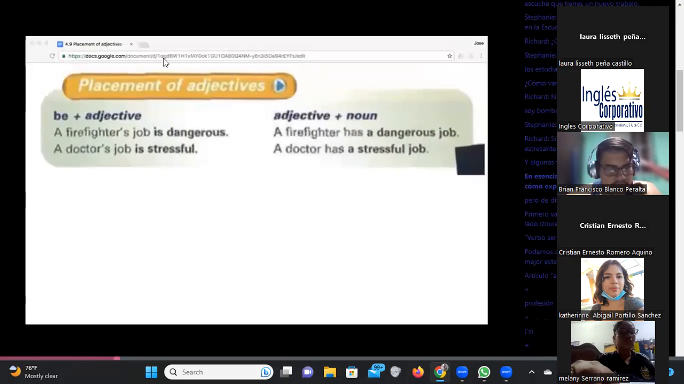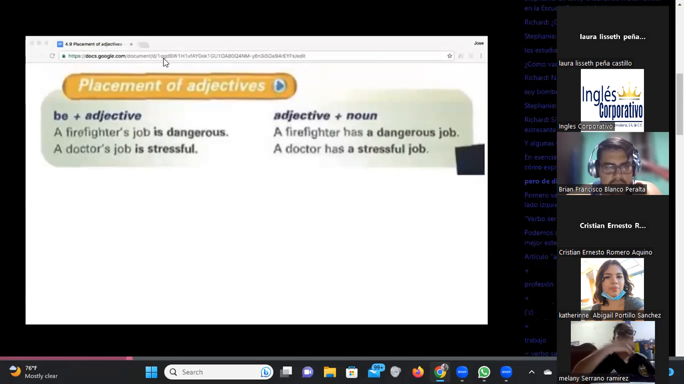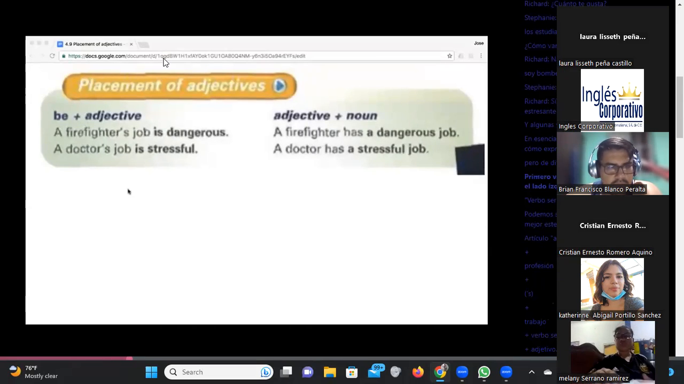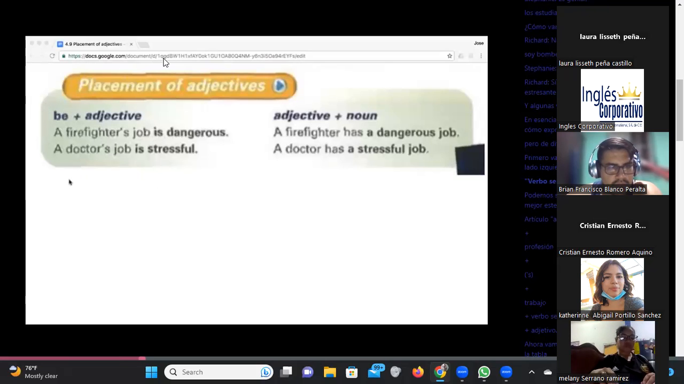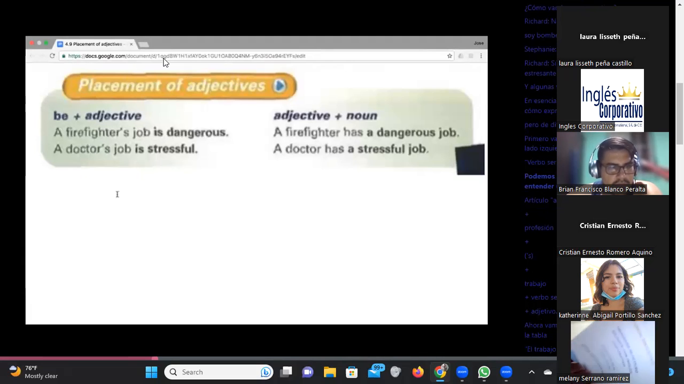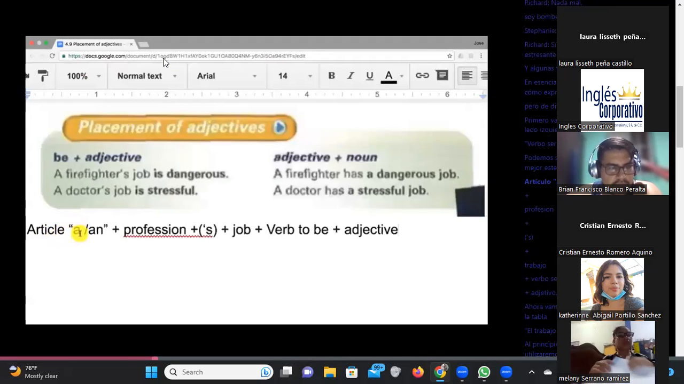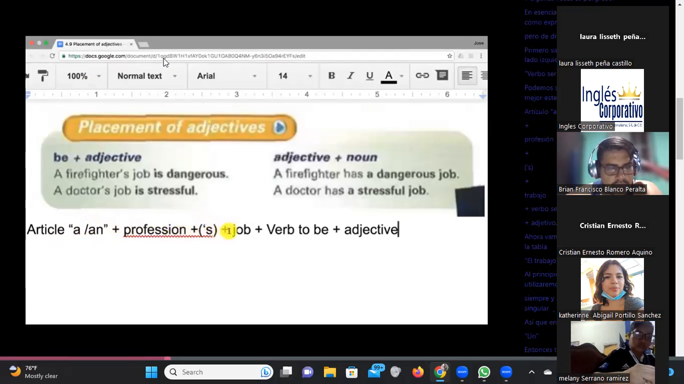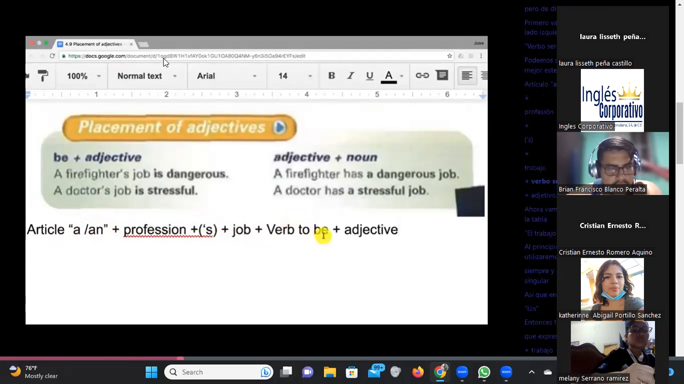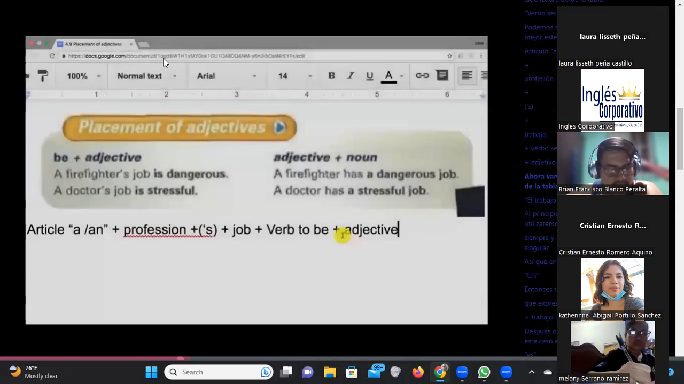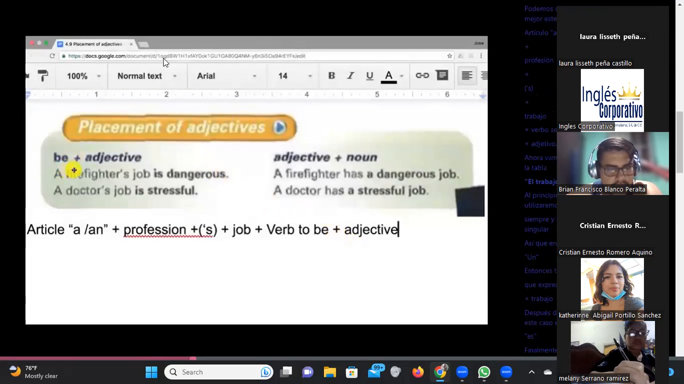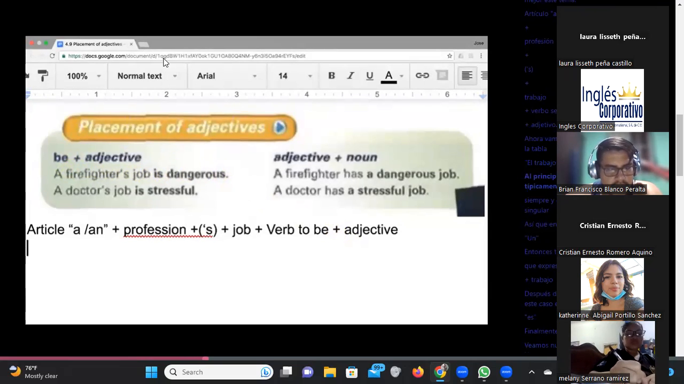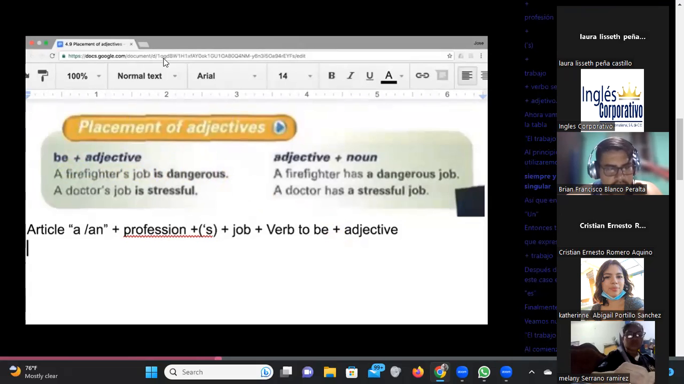In essence, what we want to learn is how to express the same thing, but in different ways. First, let's analyze the examples on the left-hand side of this chart, be plus adjective. We can follow this formula: article, a or an, plus profession, plus apostrophe s, plus job, plus verb to be, plus adjective. Now, let's analyze the first example. A firefighter's job is dangerous.